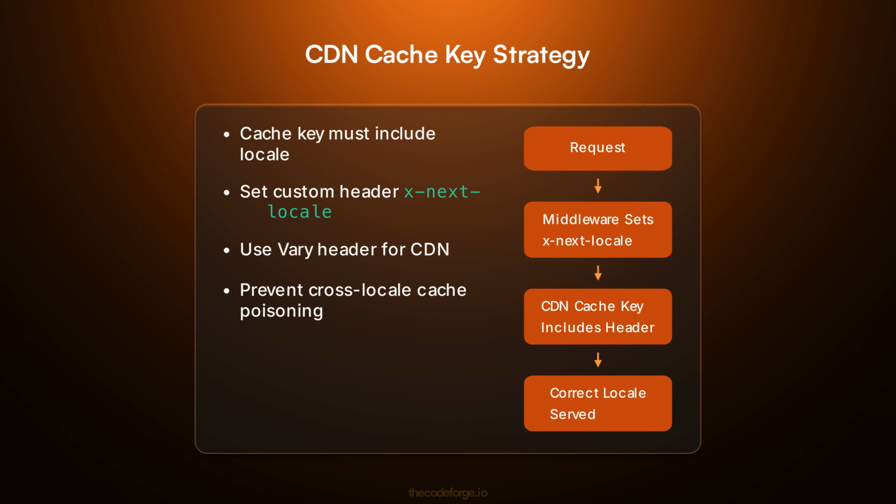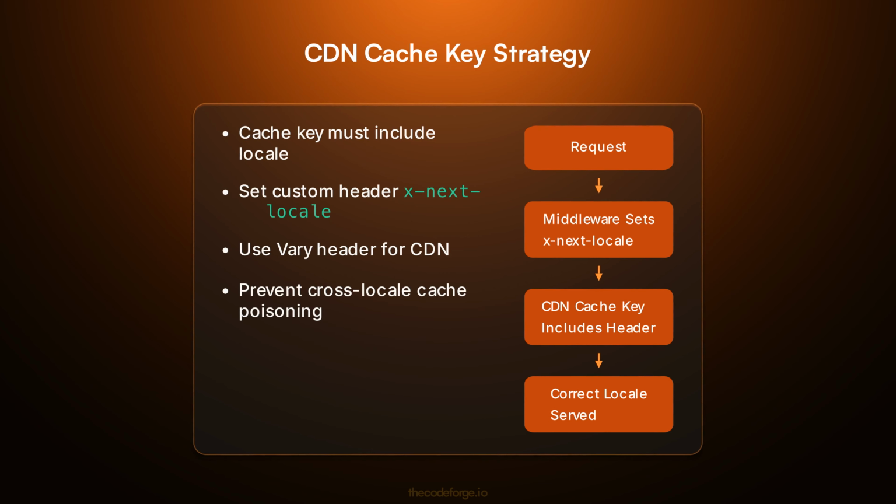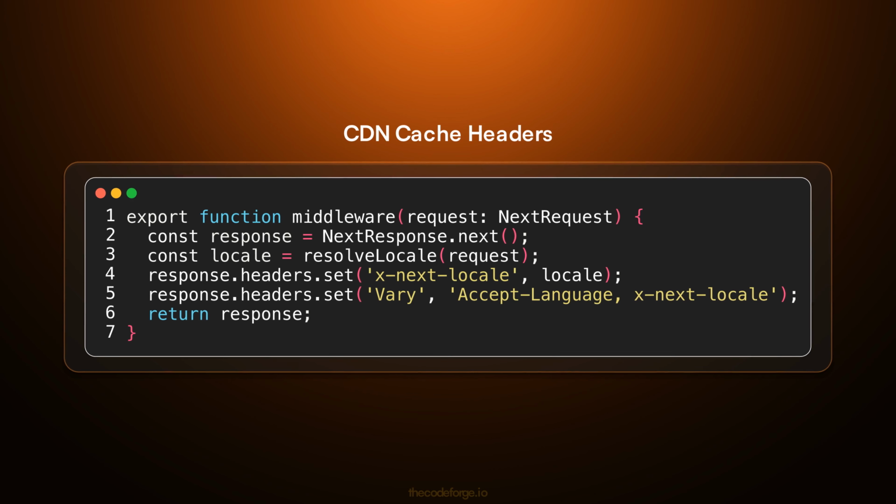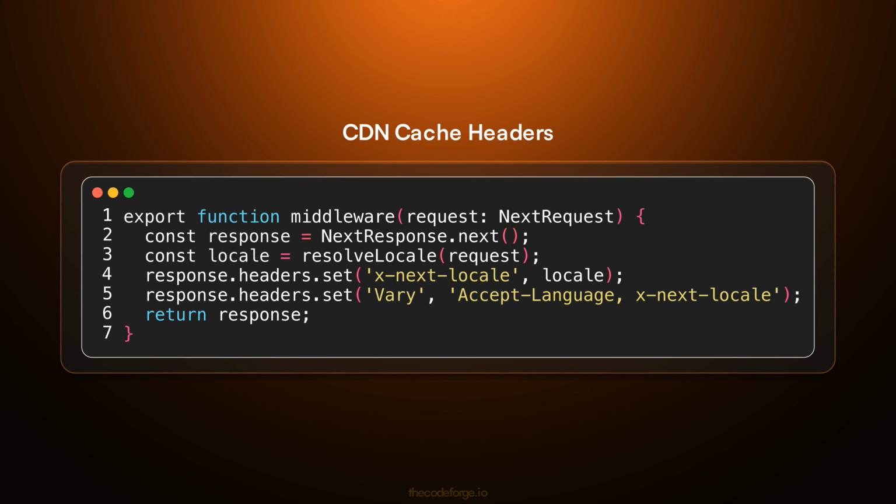Content Delivery Network caches by URL by default, but for i18n, you need to vary by locale. Set a custom response header like X-Next-Locale and configure your content delivery network to include it in the cache key. This prevents serving the wrong language. In Middleware, set the X-Next-Locale header and include it in the Vary header. This tells the content delivery network to cache different versions based on locale.